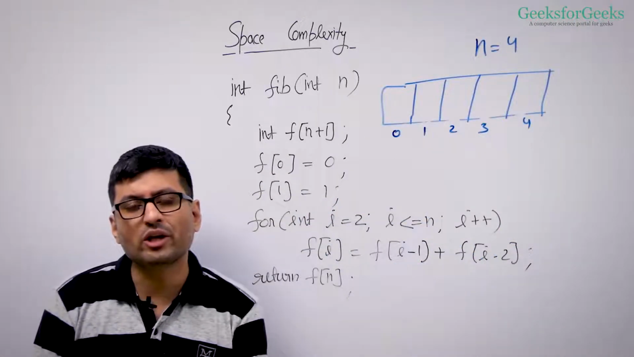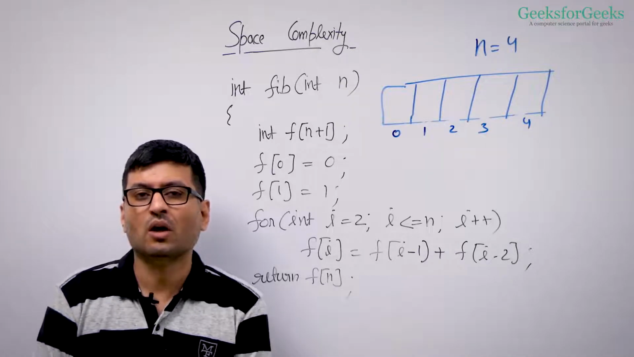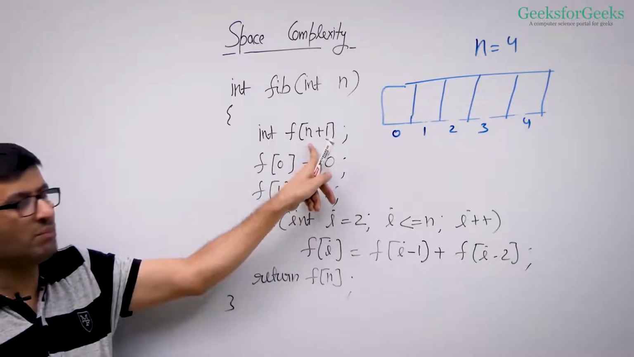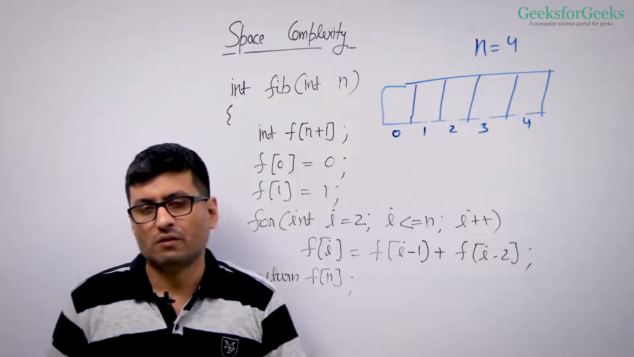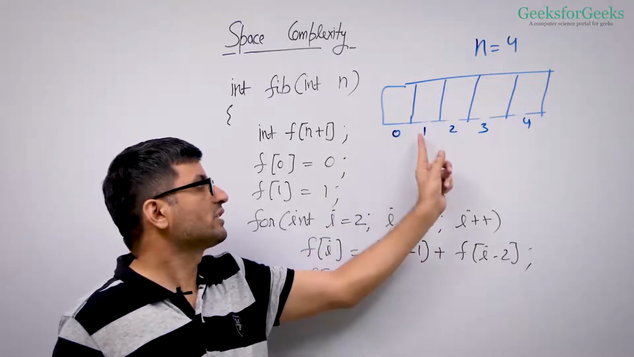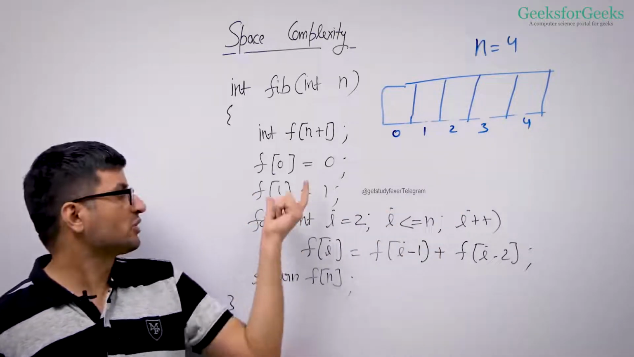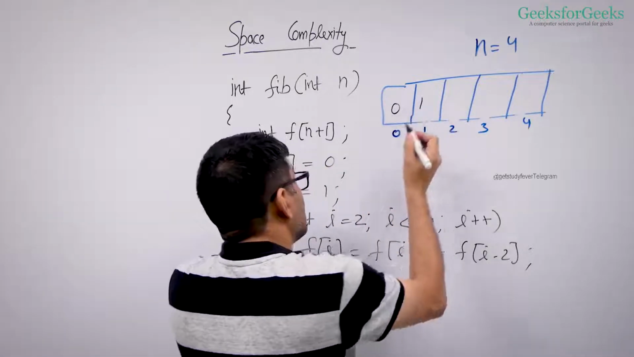Let us now take a look at another solution to find nth Fibonacci number. What I've done here is I've created an array of size n plus 1 and I call this array f. For n equal to 4, I'll create an array of size 5 with indexes 0, 1, 2, 3, 4. And then I'm initializing the first two Fibonacci numbers as 0 and 1. So this is initialized as 0 and this is initialized as 1.